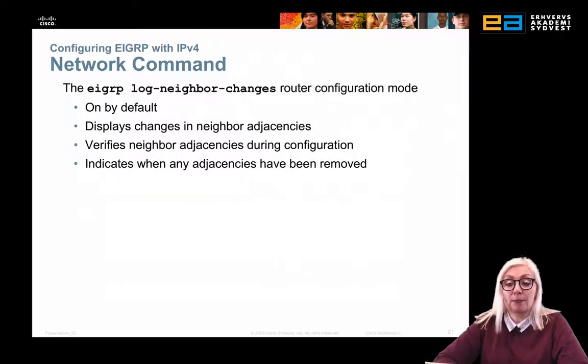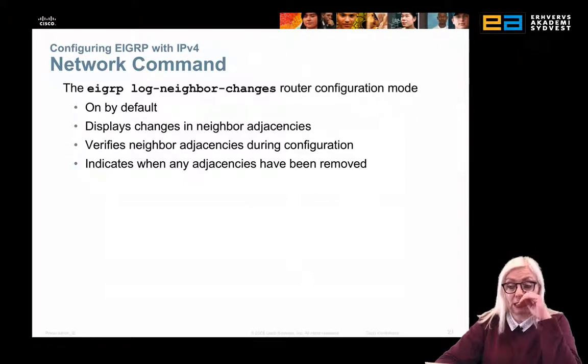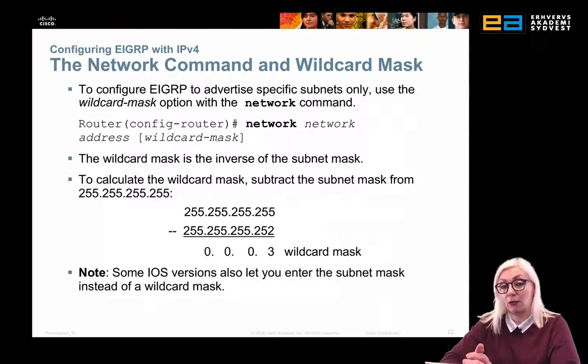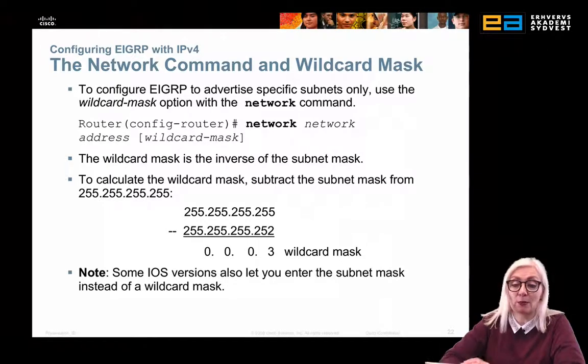And I can see my neighboring routers and also see how changes have been made by setting up eigrp log-neighbor-changes. Then I can see whatever has been changed. In the network command, if I want to specify only a specific network that I want to advertise and use EIGRP for, then I can put in the wildcard mask as in OSPF. And the wildcard mask is the inverse of the subnet mask, like in OSPF.